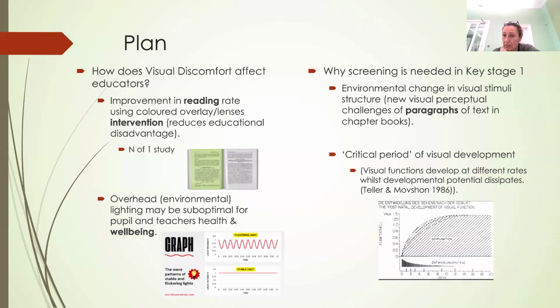Why screening is needed for this visual discomfort, and specifically at key stage 1, because the environment changes from reading isolated words to reading pages and paragraphs of text, which is the visual stimuli that causes the aversion. We know there is a critical period of visual development where the striate cortex has a steep development curve, and that might be the time to have the intervention. So I'll briefly talk about that.